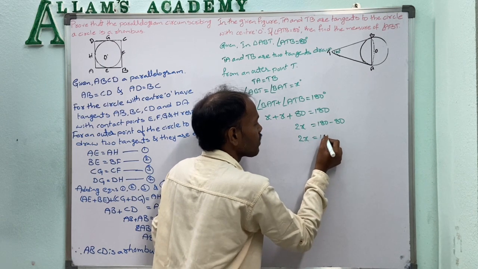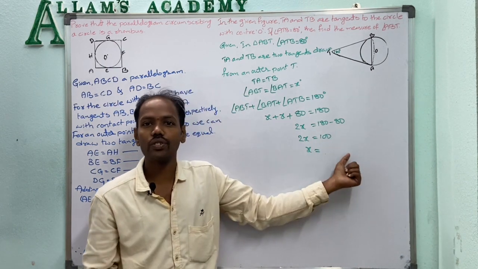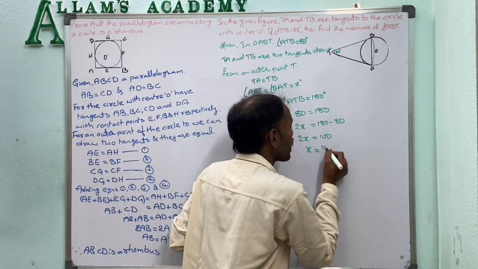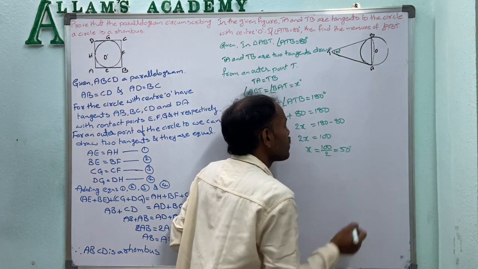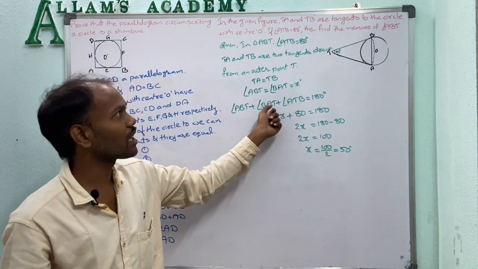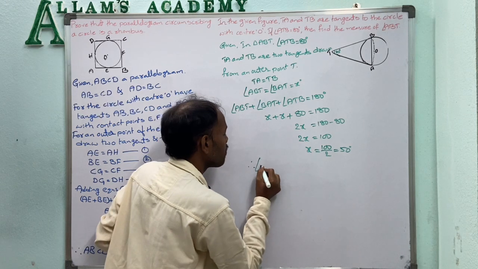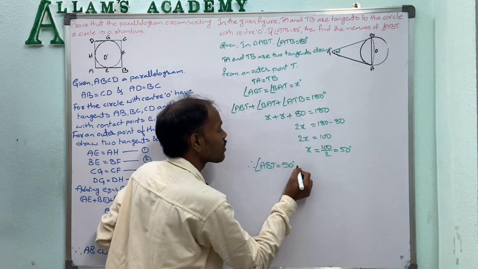So 2x equal to 100. Then x equal to 100 by 2, since multiplication transferred to this side becomes division. 100 by 2 is equal to 50. So the x value is 50 degrees. X is nothing but the angle ABT we had to find. So therefore angle ABT is 50 degrees.